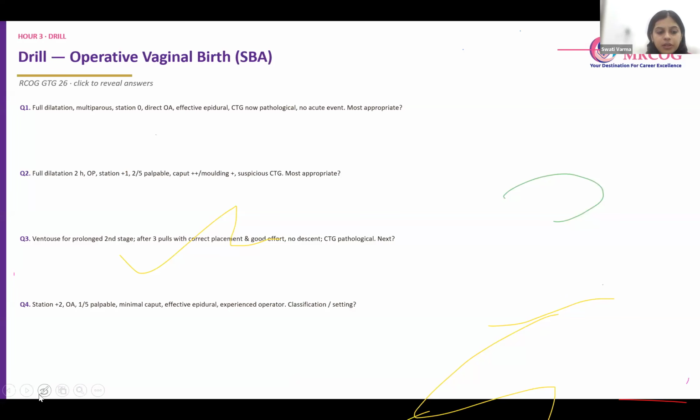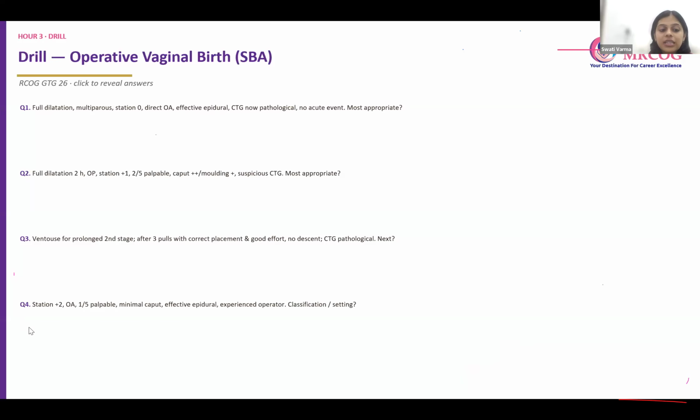Few questions again. Full dilatation, multiparous, station 0, direct occipito anterior, effective epidural. All right. So full dilatation, multiparous, station is 0 here. Direct occipito anterior, effective epidural, CTG is now pathological, no acute event. What is the most appropriate action here?